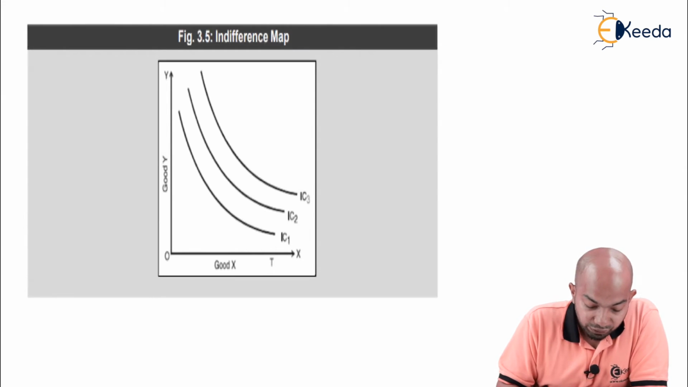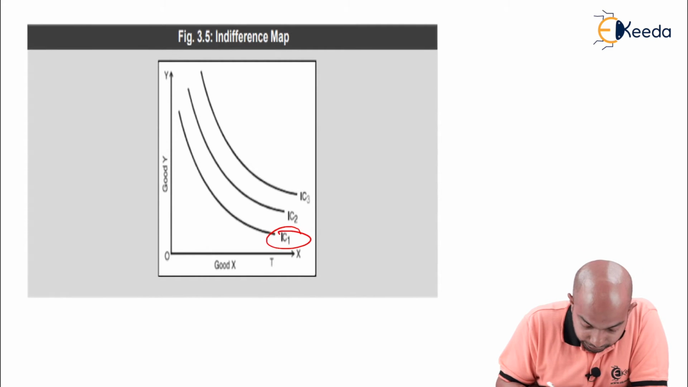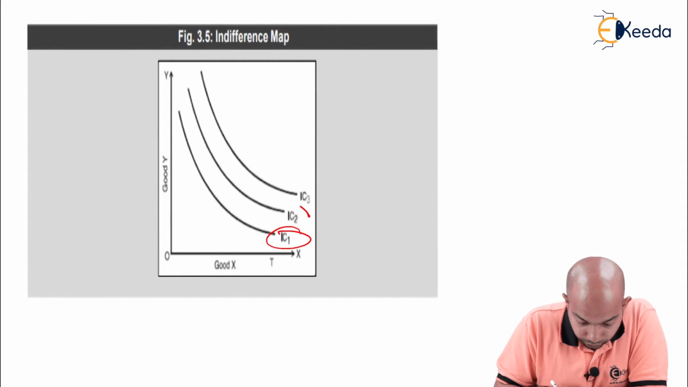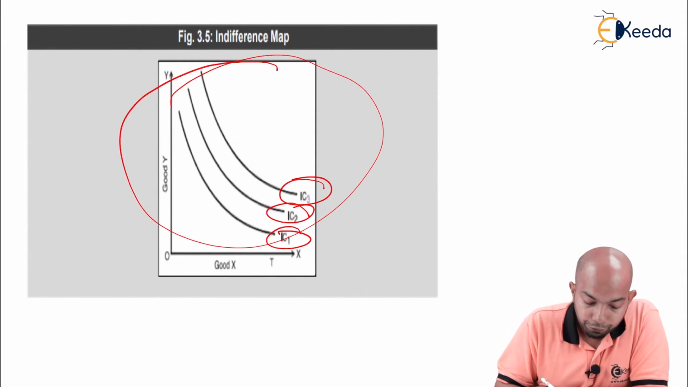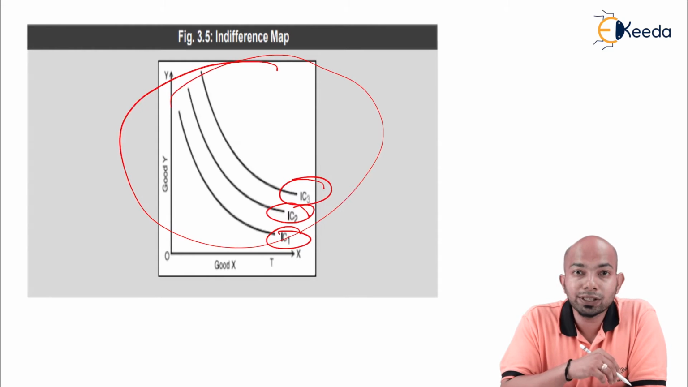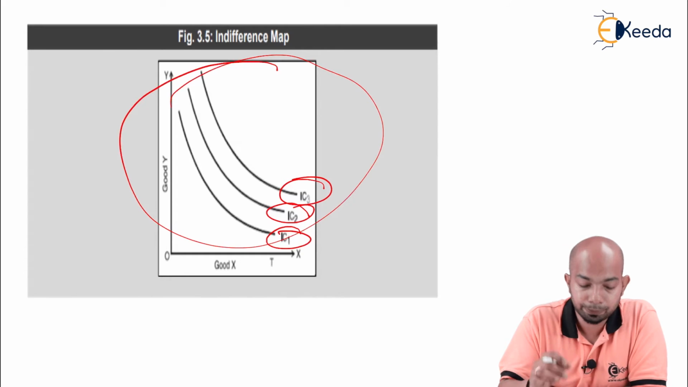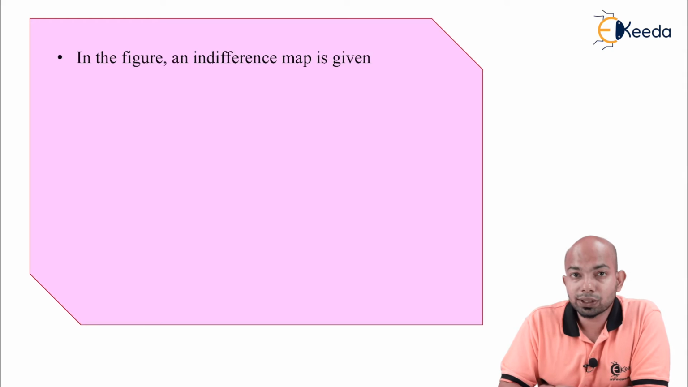Now, let's figure out that there is an indifference map here. There is one indifference curve, another indifference curve, and a third indifference curve. The group of all these indifference curves gives out the formation of the indifference map. This is what we have understood as per the explanation in the previous slide. Now, let us go on to the explanation of the next figure.